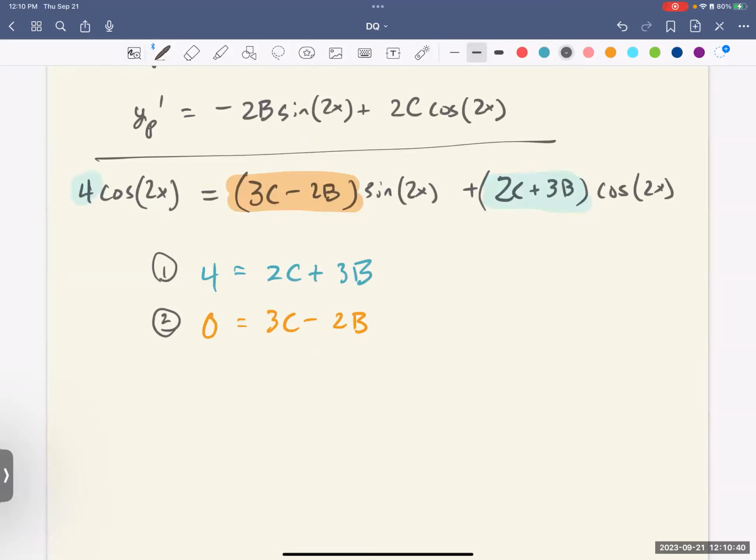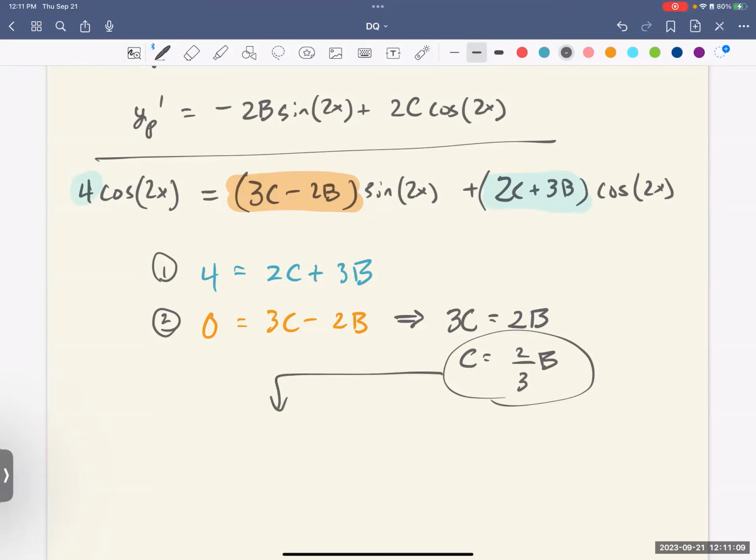We need to do something to figure that out. You could do some sort of canceling. You could do some sort of substitution. So maybe I'll do a substitution since we have 0 right there. If we worked with the second equation, we would have 3c is equal to 2b, and c is 2/3 of whatever b is. Now let's take that and put that into equation 1.